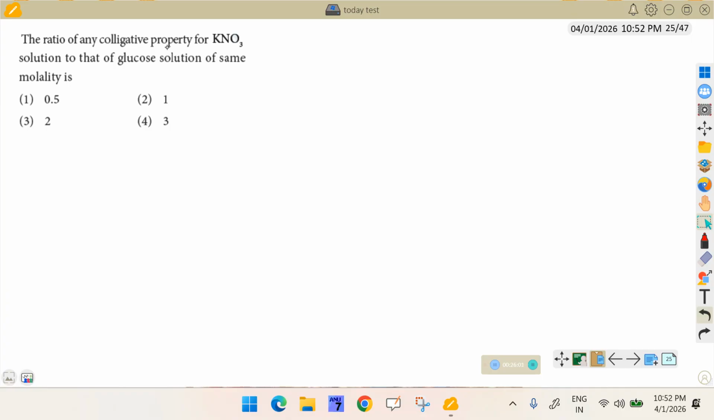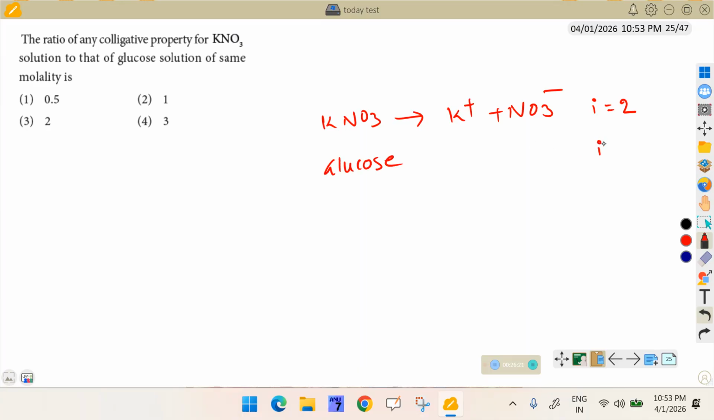The ratio of colligative property for KNO3 solution to that of glucose solution. KNO3 solution dissociates like K+ plus NO3-, so van't Hoff factor value is equal to 2. Glucose dissociation is not possible, so van't Hoff factor is 1. Ratio: find out, 2/1 is equal to 2.